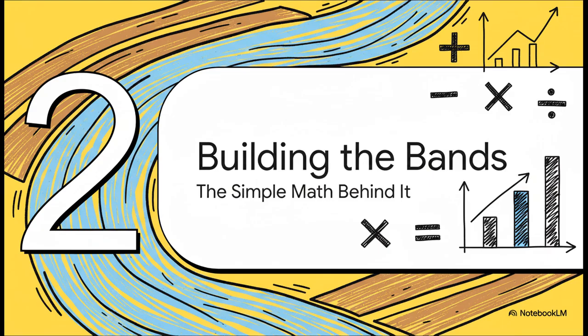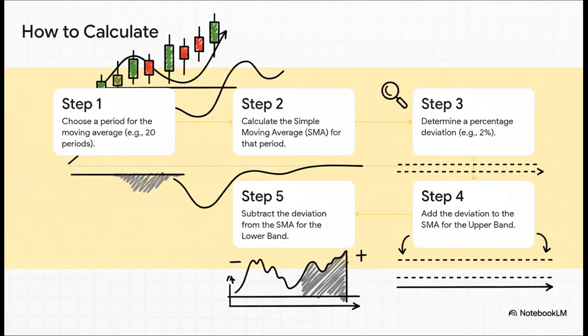So how are these bands, these riverbanks, actually built? What's the math behind it? Honestly, you might be surprised at just how simple it is. Okay, so it all kicks off with a simple moving average. First, you pick a period, let's say 20 days. Then you choose a percentage, how far away you want the bands to be. We'll use 2% for this example. The upper band is just the average plus 2% of its value. And the lower band, you guessed it, the average minus 2%. Seriously, that's the whole calculation.